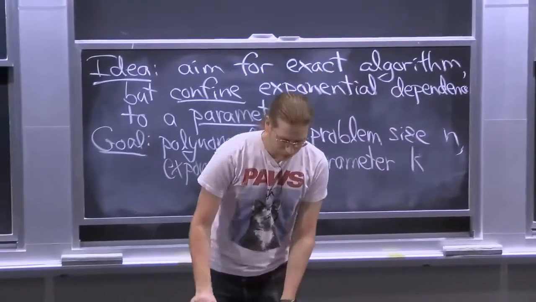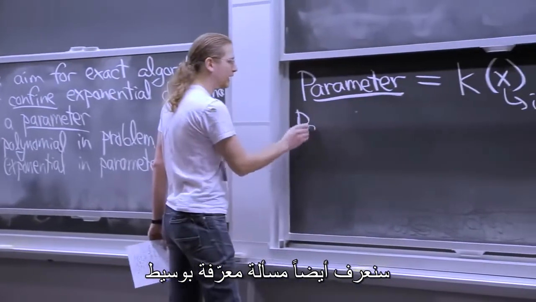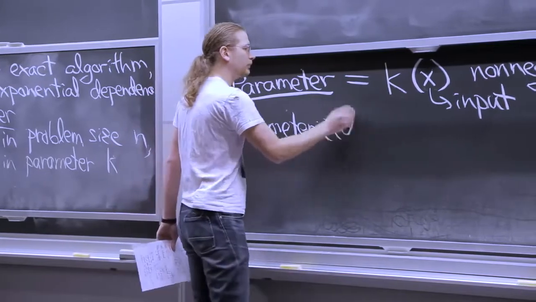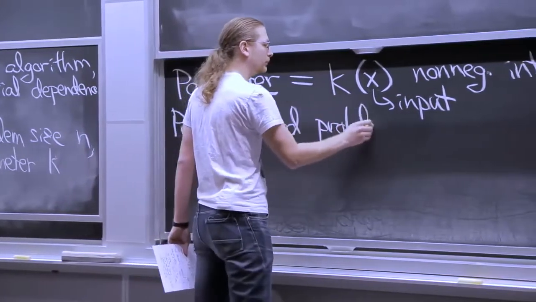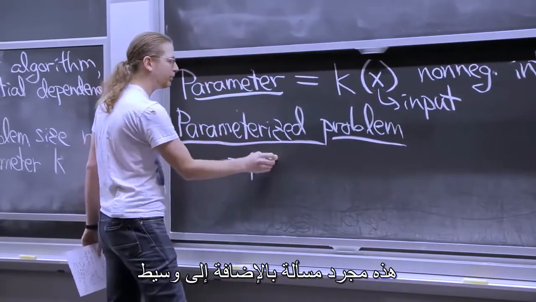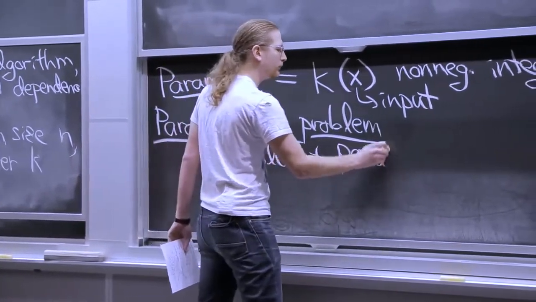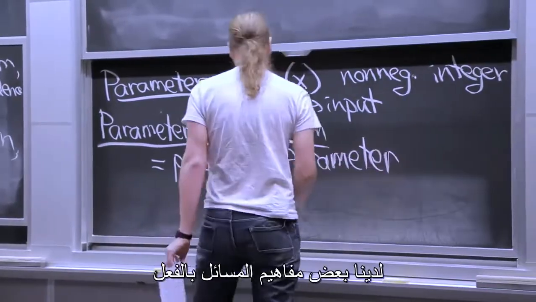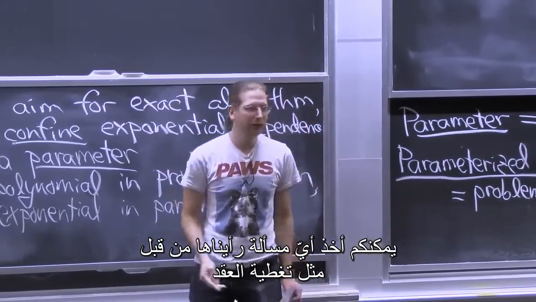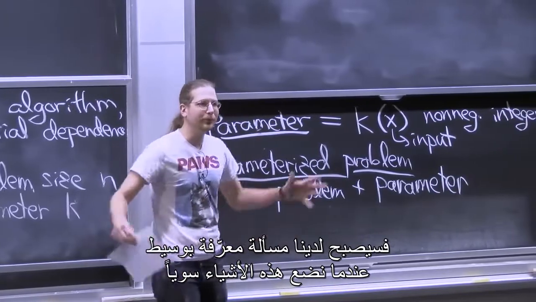So that was a parameter. We're also going to define a parameterized problem. This is just a problem plus a parameter. Okay, so we already have some notions of problems. We can take any problem that we've looked at before, like vertex cover, and if we just define some parameter, then we get a parameterized problem when we put these things together.